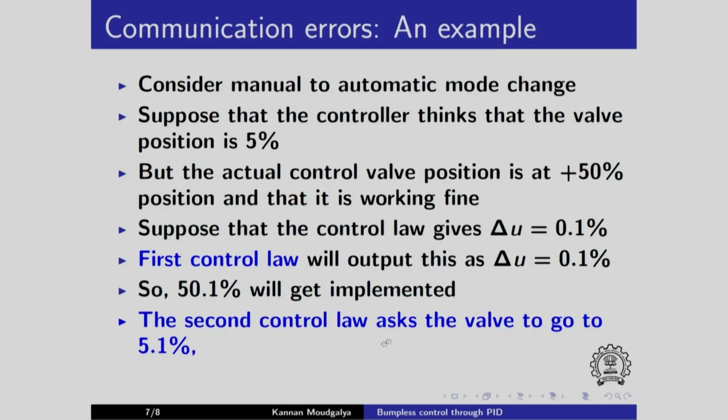Whereas the second control law, because it gives it in absolute value, it will ask the valve to go to 5.1%. It thinks that the valve is at 5%, move it by 0.1%, it says go to 5.1%. This introduces a large bump because previously the control valve is at 50%. Now the control law is saying go to 5.1. There is a major change.